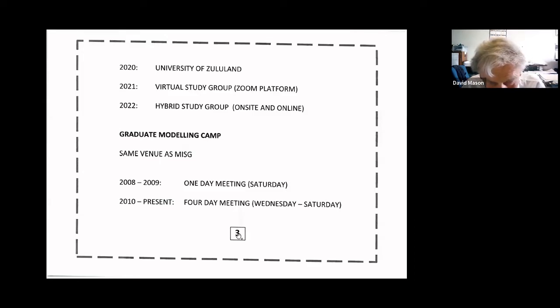Before every study group, we have a graduate modeling camp. This is for graduate students, honors students, masters, PhD, and early career academics. It's at the same venue as the MISG. We started off with 1-day meetings, and now we've got a 4-day meeting, Wednesday to Saturday. Sunday's a rest day, and then Monday the study group starts.